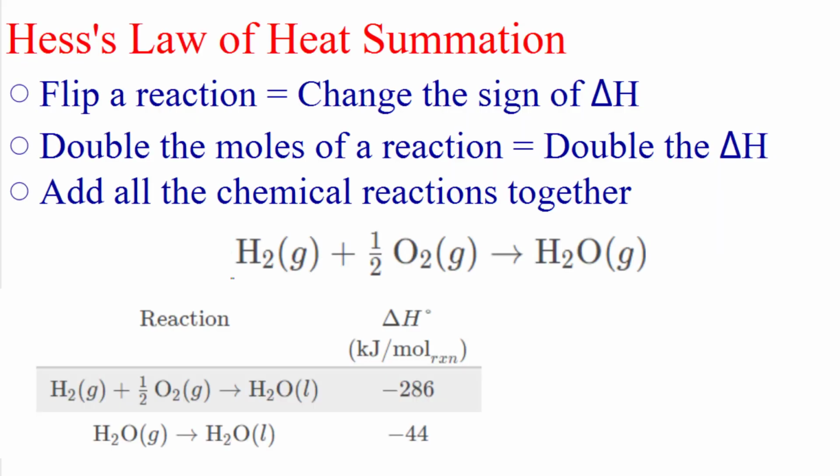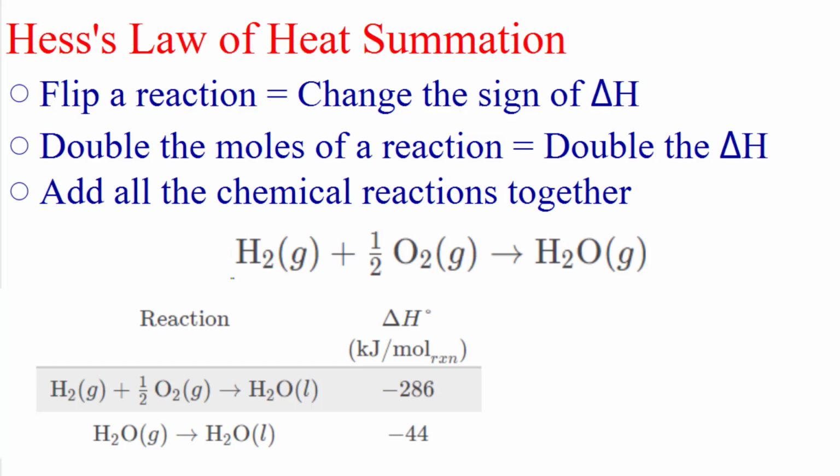So let's first start with Hess's law of heat summation. This is another way to calculate your enthalpy or your delta H. And this is when we've been given a list of reactions. If you have enthalpies of formation, you know you're going to do products minus reactants. If you have bond enthalpies, you're going to draw the bonds. But here for Hess's law of heat summation, we have been given a list of reactions.